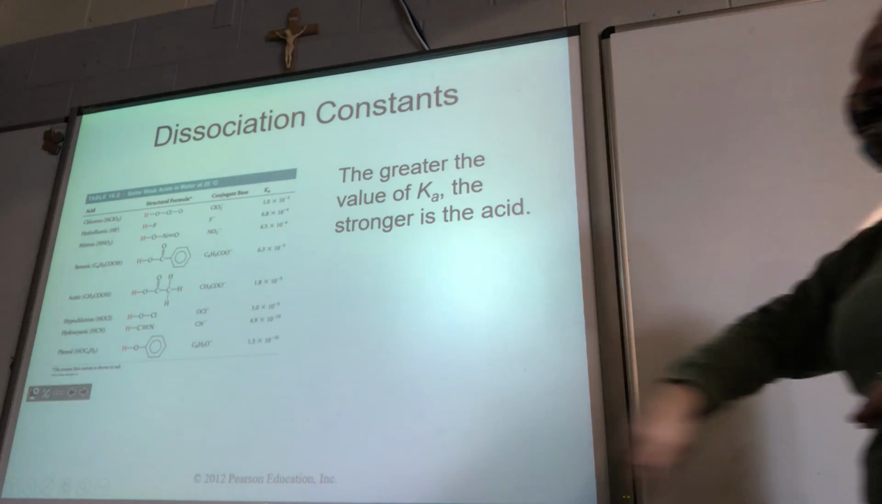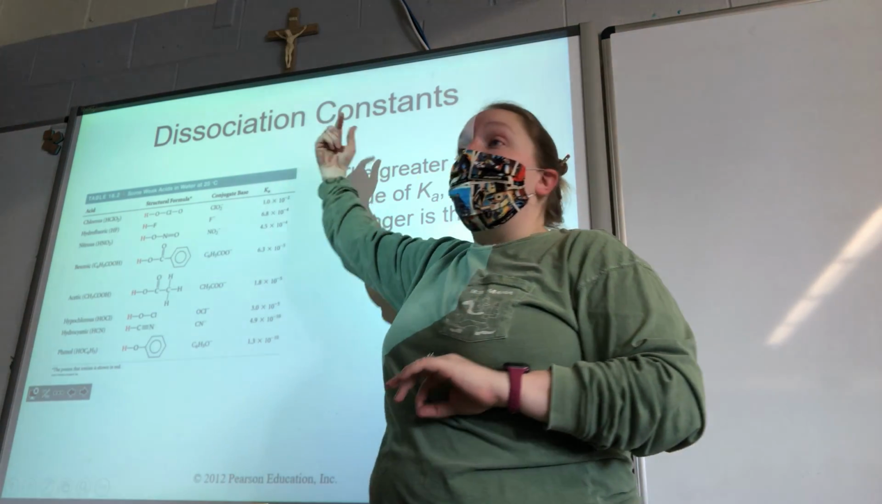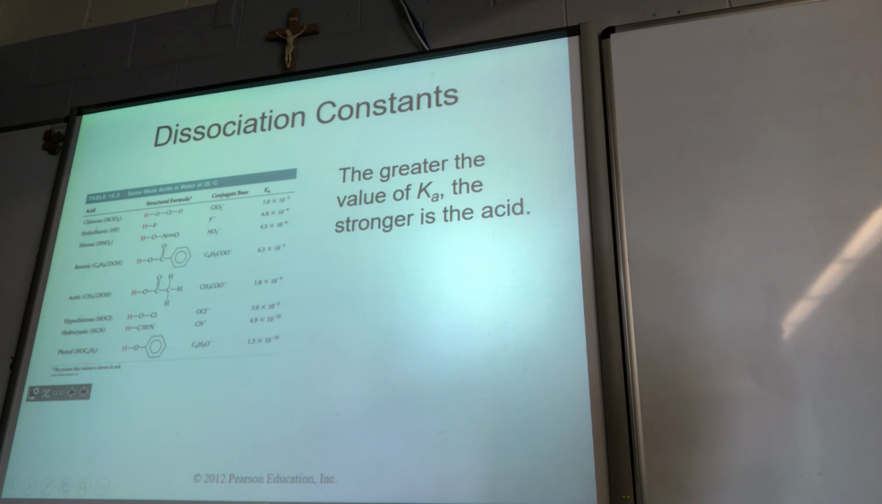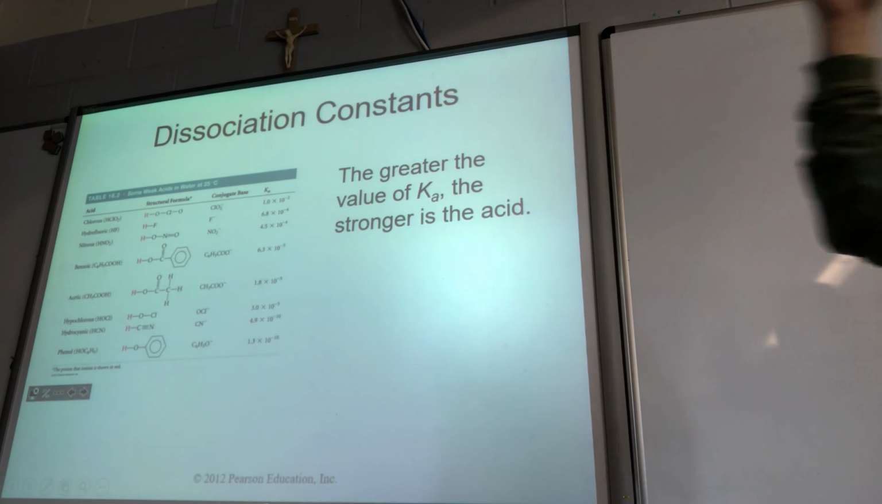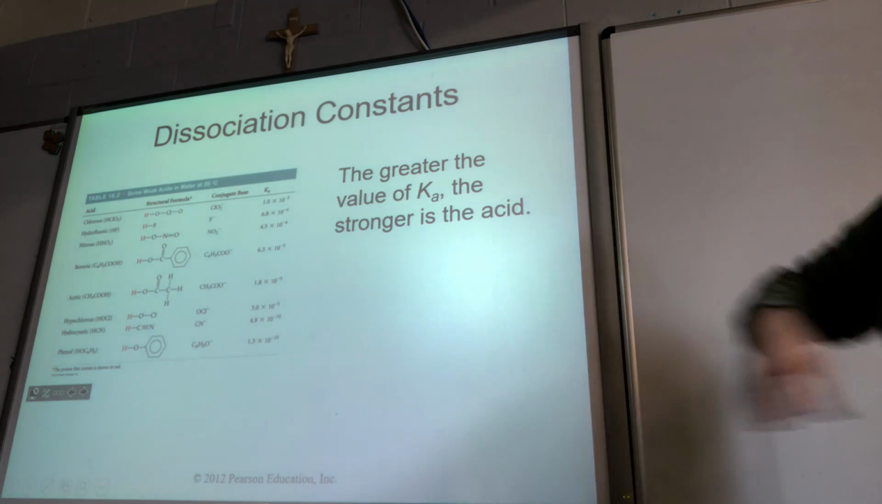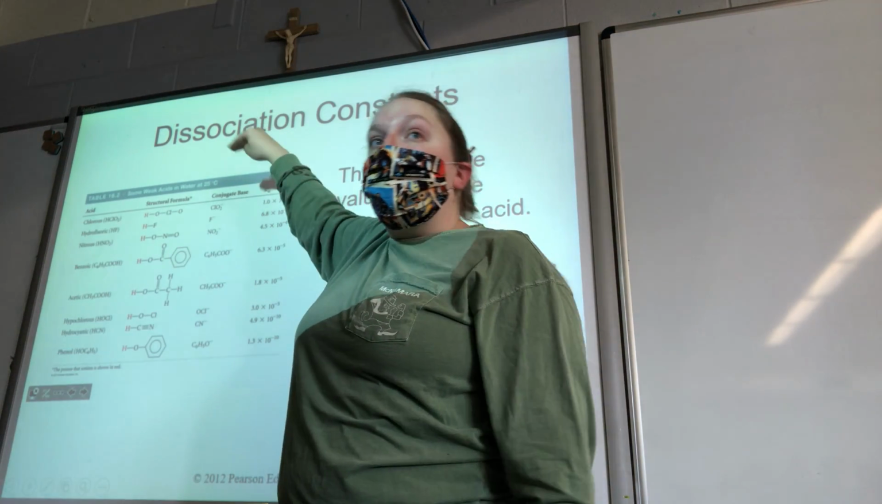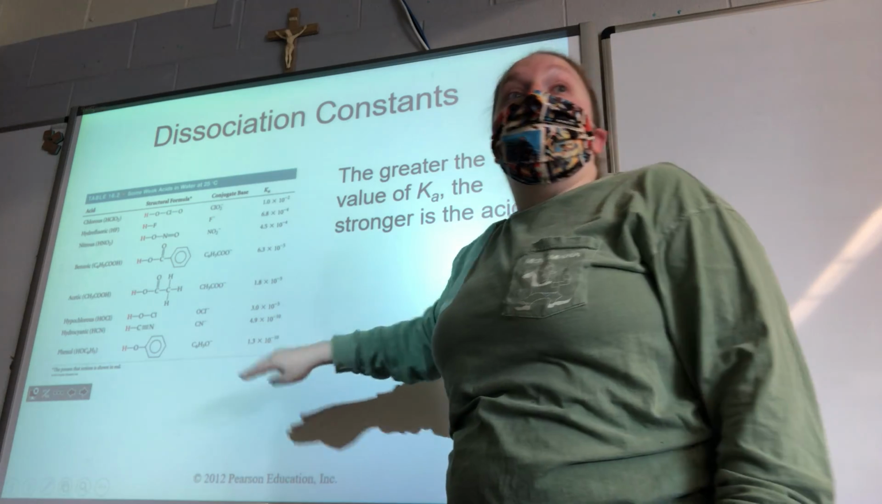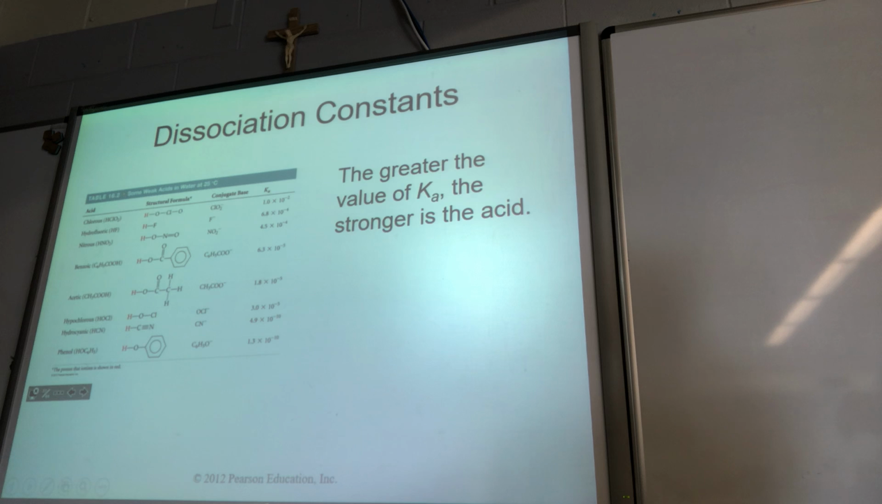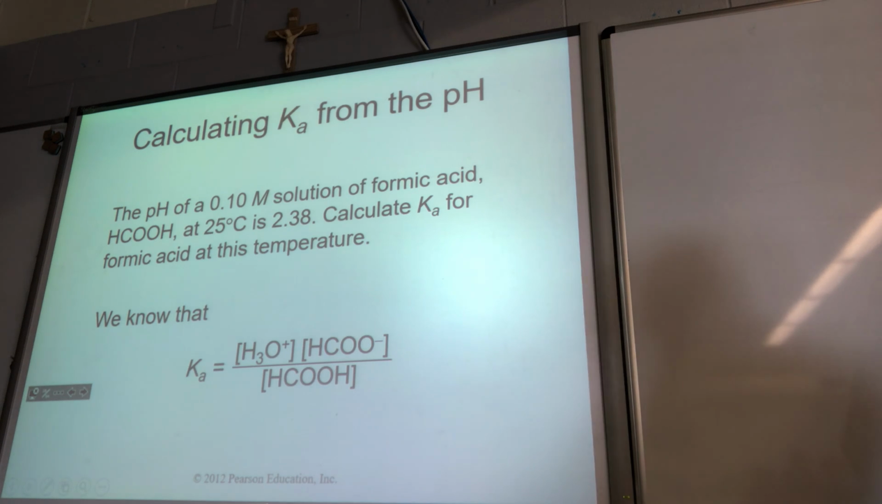Kas are going to indicate from very, very big numbers, big being, remember, small exponents. 10 to the negative second is a big Ka. 10 to the negative 10th is a very small Ka. 10 to the negative second means stronger acid. 10 to the negative 10th means weaker acid. That's what our values mean.